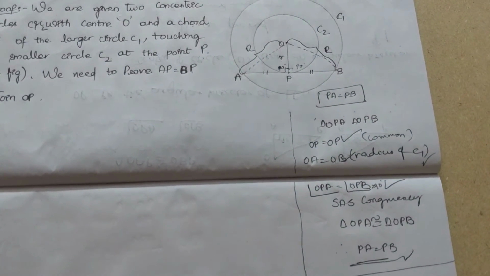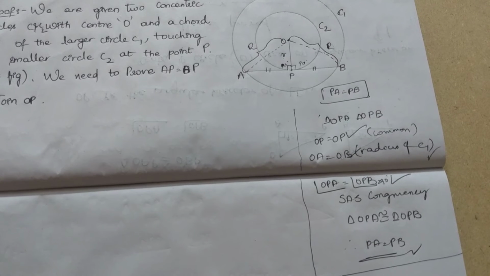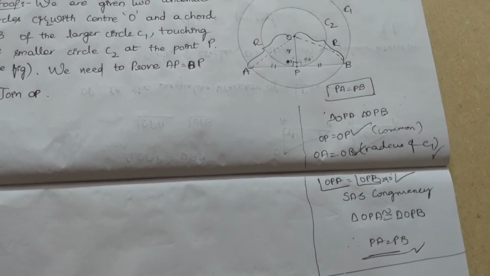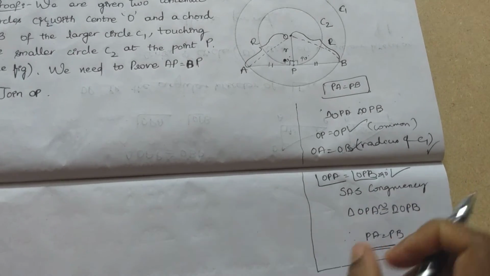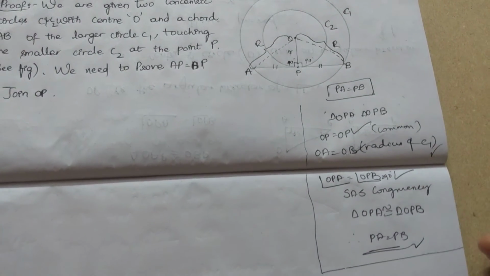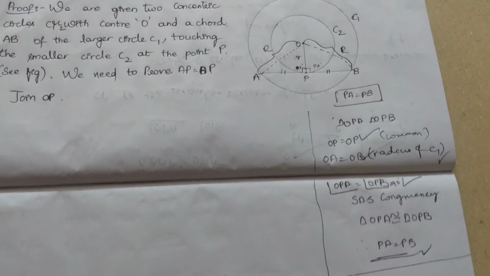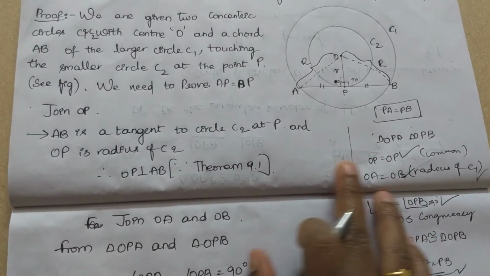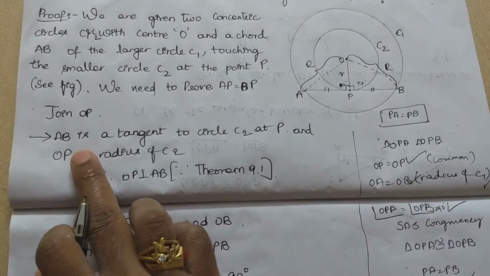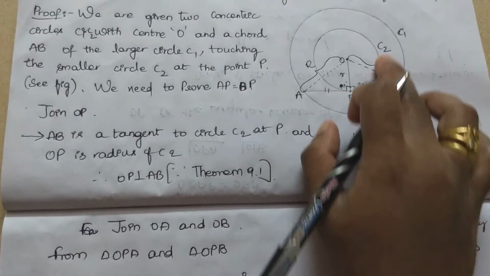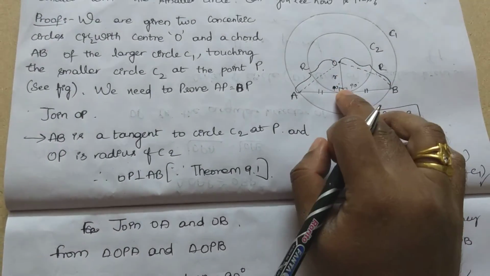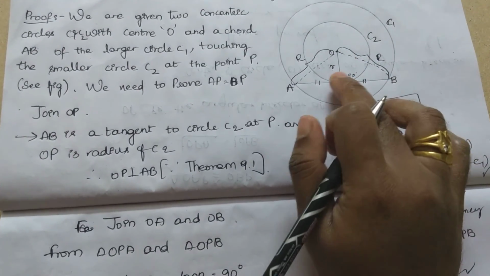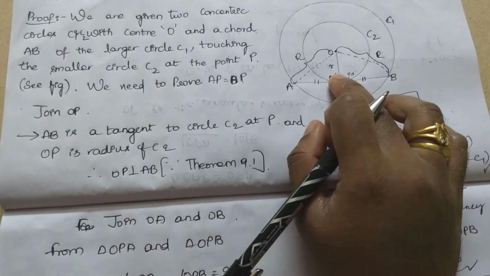So if the two triangles are congruent to each other, it means that their sides are equal and their corresponding angles are equal. Correct? So from that we can derive that PA equals PB. This is the concept. Let me write it in the solution, whatever we have discussed till now. See here, AB is a tangent to circle C2. Therefore OP is the radius of the circle C2. So as per theorem 9.1, OP is perpendicular to AB.